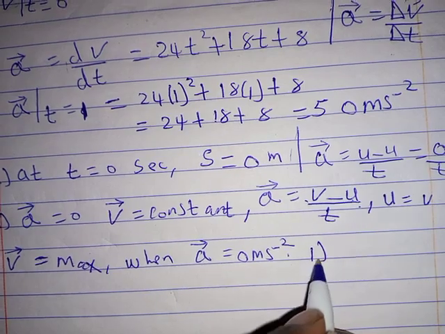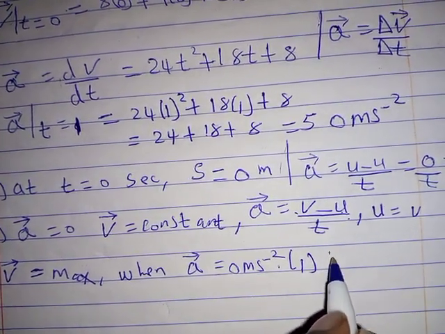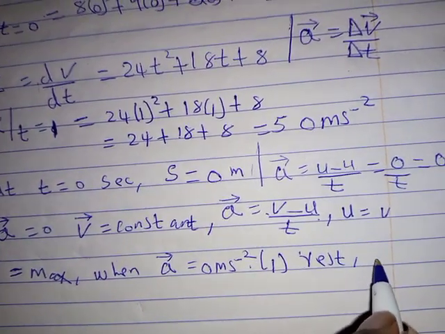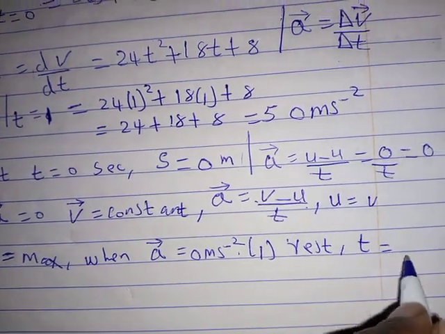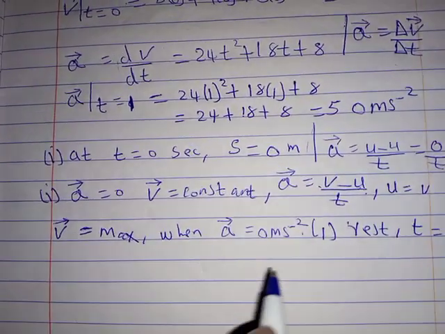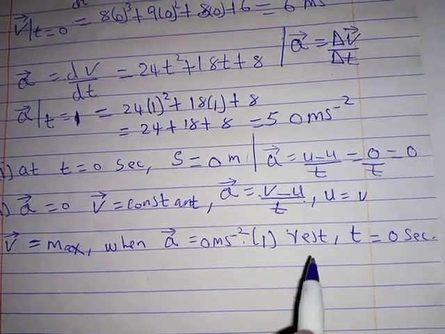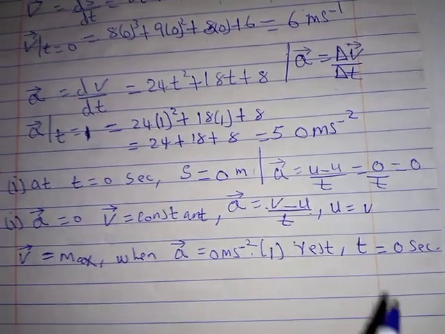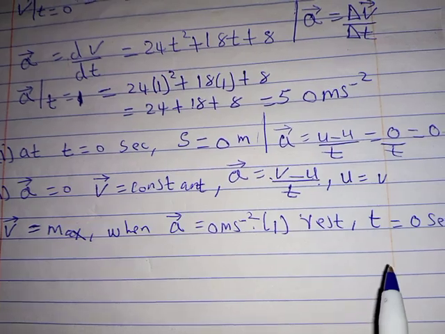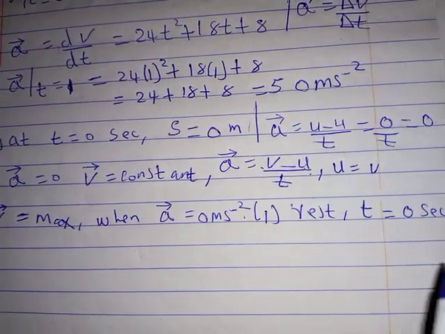Another point to note here is that the body is at rest when t is equal to 0 seconds. So if you are told the body is at rest, then that tells you that the time for that particular body is equal to 0.